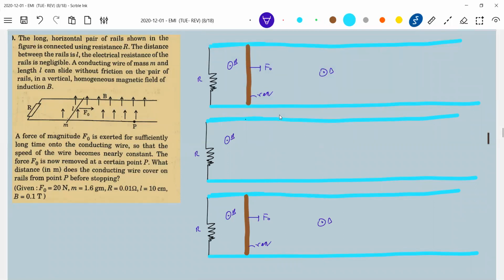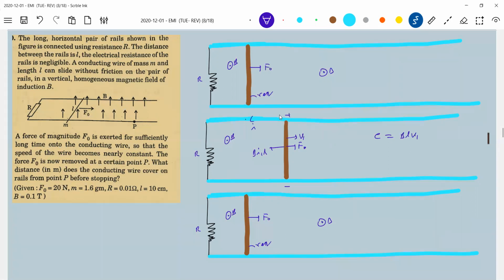at any instant of time, F naught continues to be acting here, and B I1 L is the magnetic force. Then it will have a velocity, say V1. Still it will be accelerating, so because of acceleration, velocity will increase. Therefore current I1 will increase and it will behave like a cell also. It will have potential difference. EMF will be generated. What is the EMF equal to? Let me write it in this diagram: B L V1.